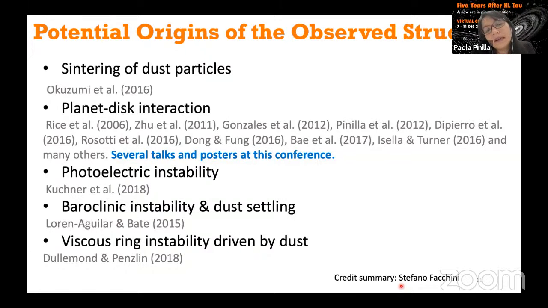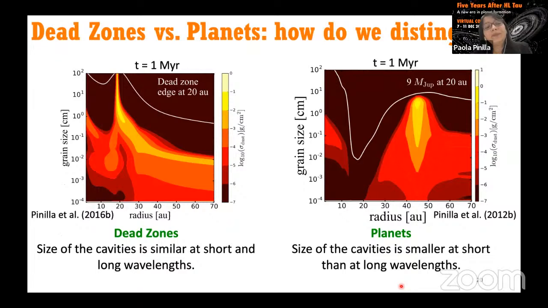So you see here the dust density distribution in the case of a dead zone versus a planet. In this side of the slide, you see a dead zone that extends up to 20 AU. And in this case, we have a planet of 9 Jupiter mass at 20 AU. I'm not gonna go into details, but you already see by eye that these dust density distributions are very different from each other, even though we have trapping in both cases.